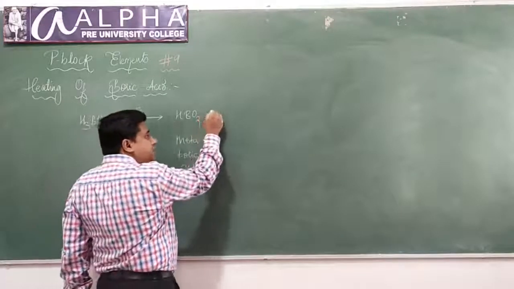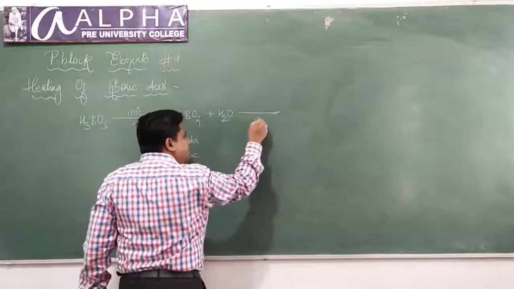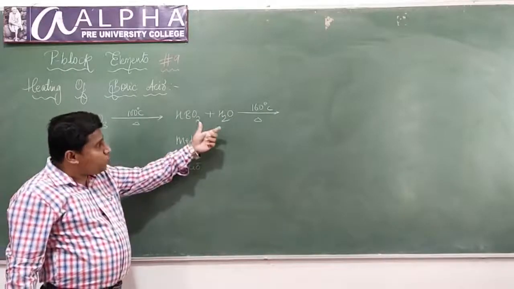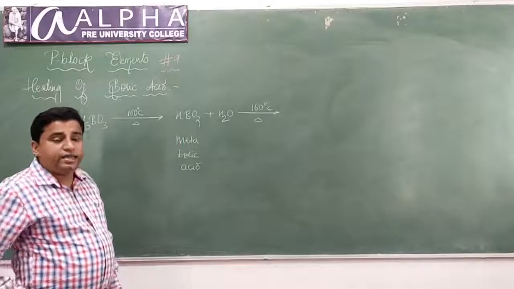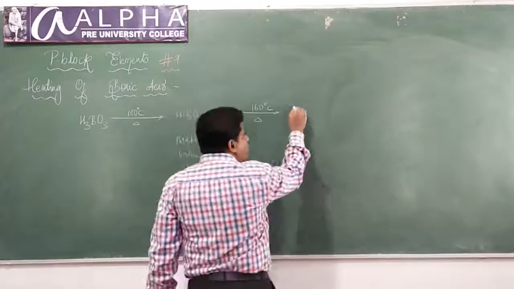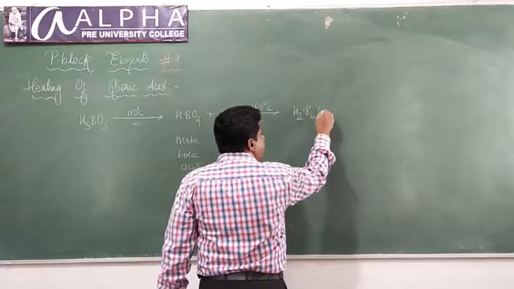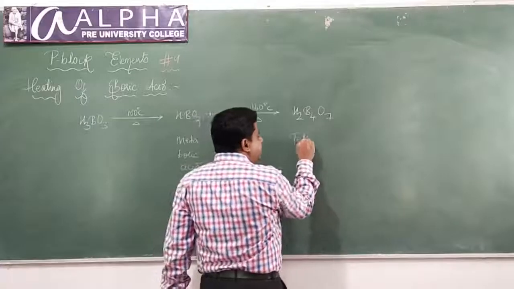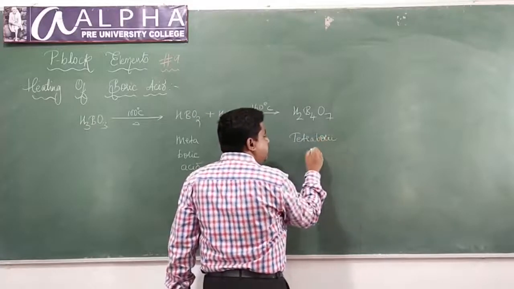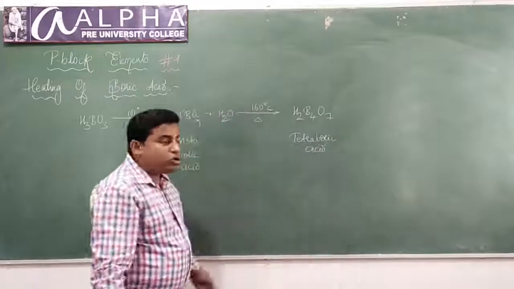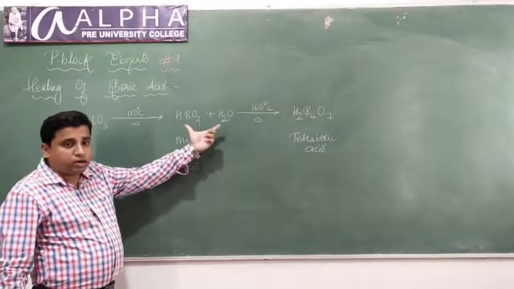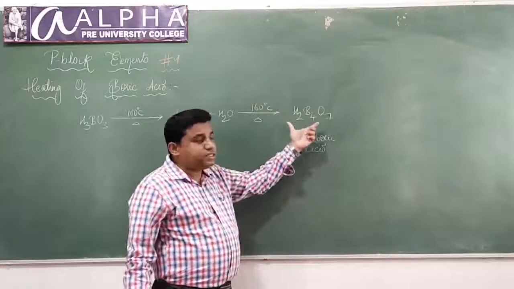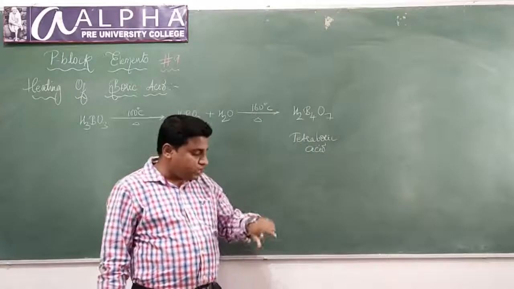When metaboric acid is treated with water and heated at 160 degrees centigrade, it's going to form H2B4O7. This is called tetraboric acid. Understood? So when metaboric acid is heated with water, it's going to form H2B4O7. What is H2B4O7? It is called tetraboric acid.